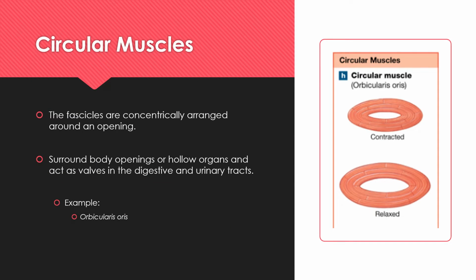The fourth type of muscle we're going to look at is the circular muscle. The circular muscles are concentrically arranged around an opening. These are usually around hollow organs, the digestive tract and urinary tracts. So again, think of things like the sphincter muscles, which open and close. The orbicularis oris is another example of that.